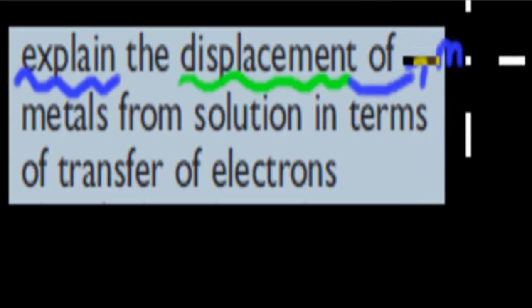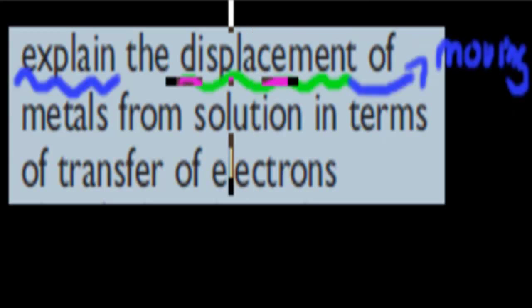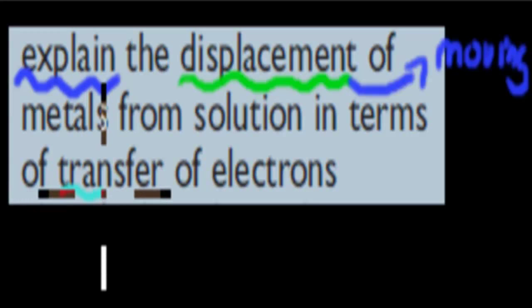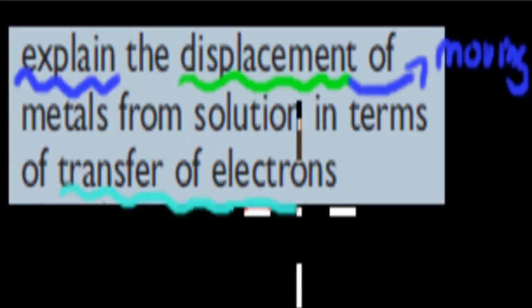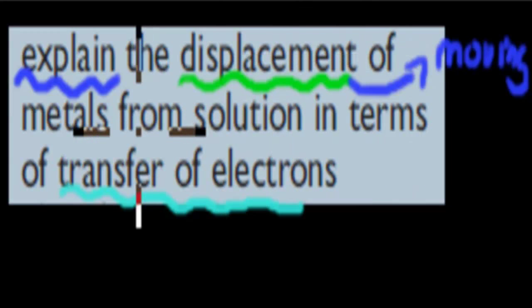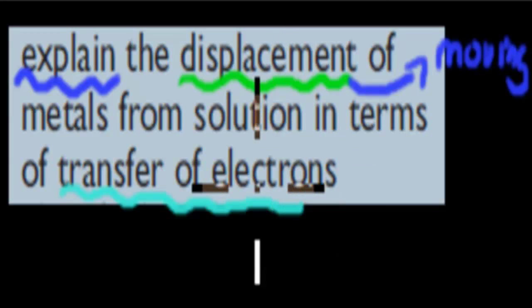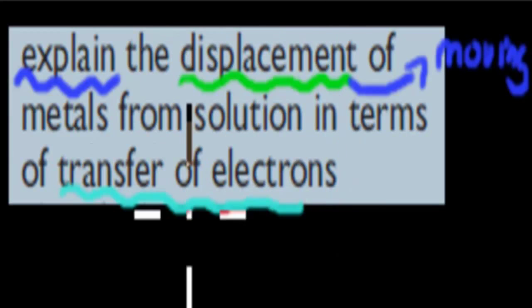And this will make more sense once we go over it, but it's kind of the movement. So movement or moving, so the movement of metals from solution in terms of the transfer of electrons. Yeah, this is the part we have to explain. So we have to explain how the transfer of electrons makes metals move from solution to the actual solid part. So I'm going to explain all that in a second.